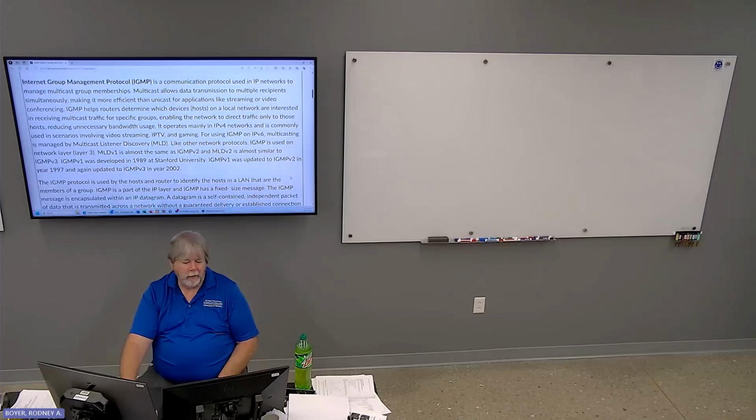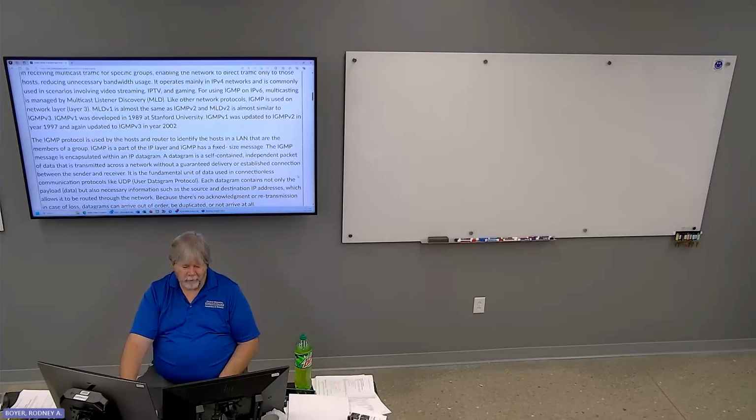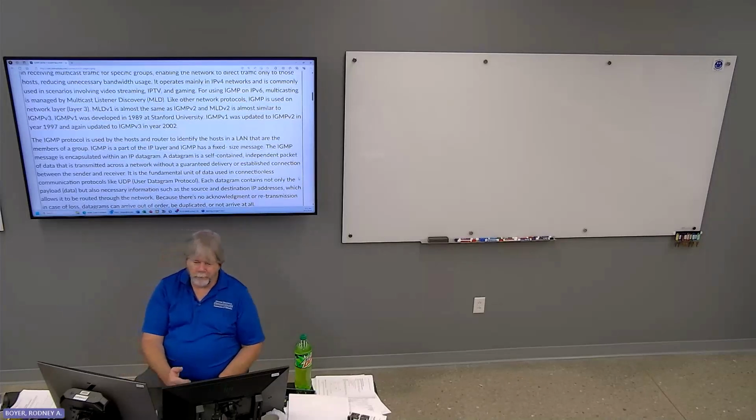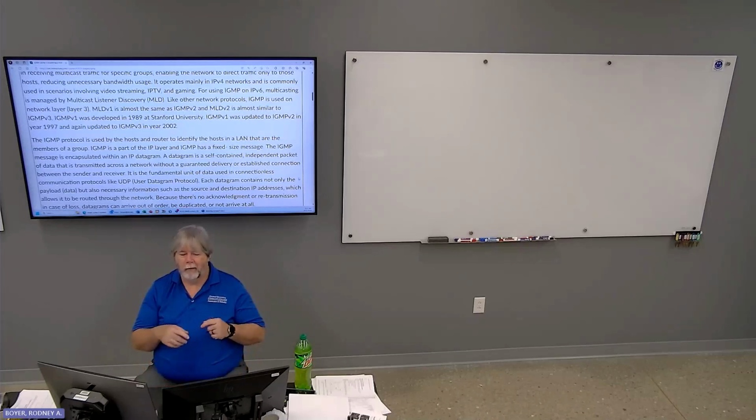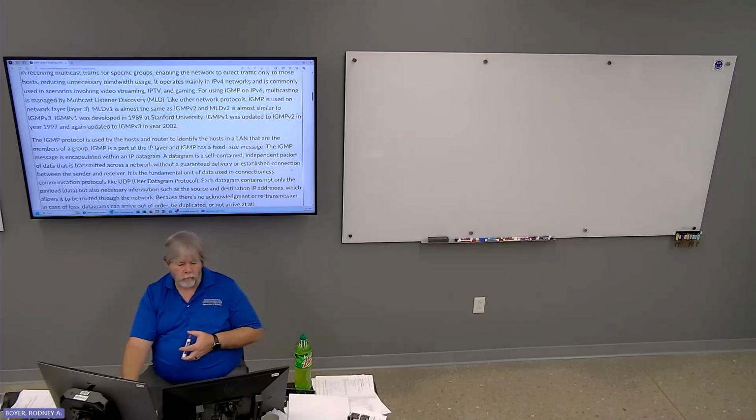So if I am a member of the streaming group and generic group, I guess, then I'm going to say, hey, router, any traffic that you have for streaming or generic, I want to know. And then it says, okay, no problem. If that happens to come across, it just routes it out that port.